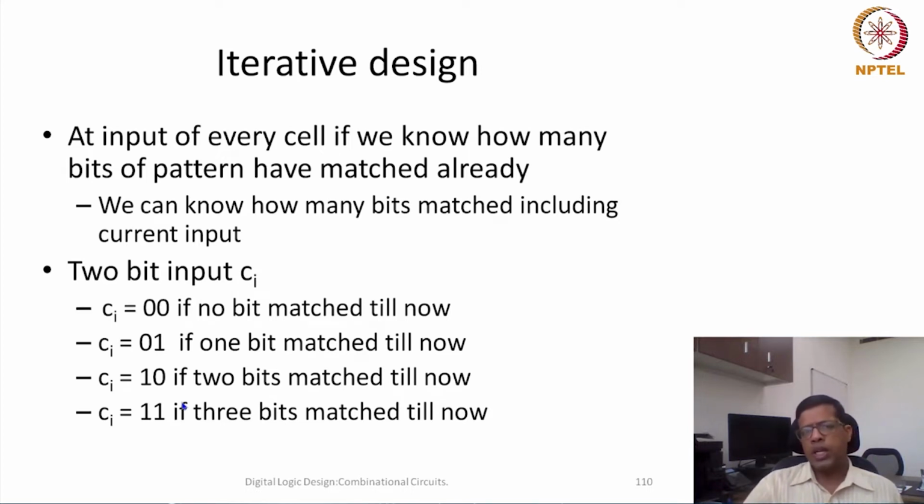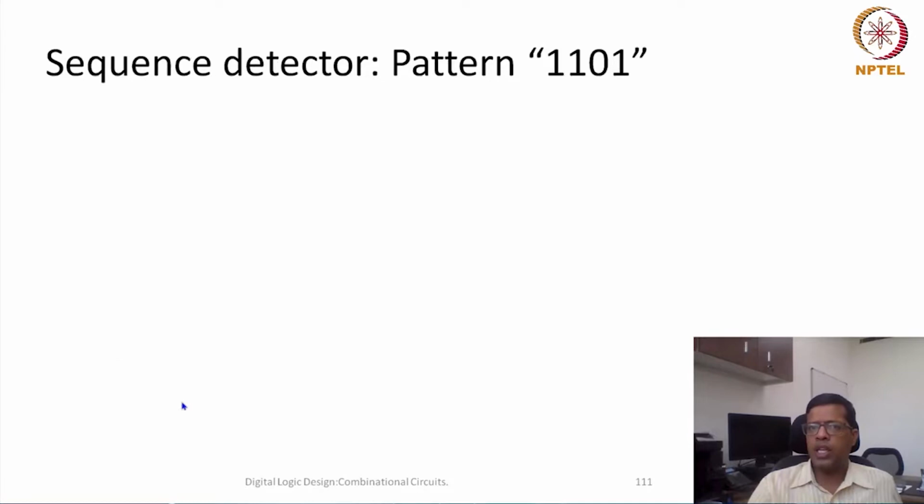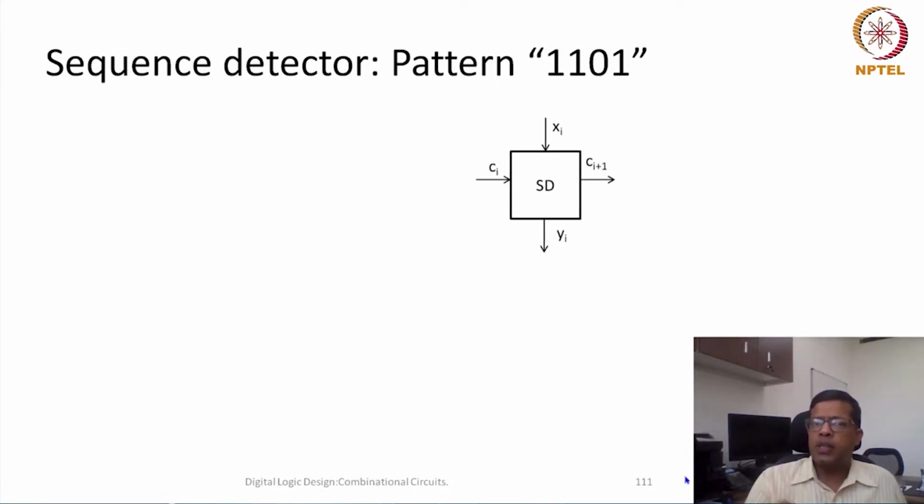Okay, so what is the next step? Till now we have understood what information is to be carried. The overall design would be something like this: this is the single slice, or single-bit design, of my sequence detector SD. Here Ci is the input, a 2-bit wide input, and every time we are checking for Xi, and the output is Ci plus 1, which is also 2 bits. Okay, and the output is yi.